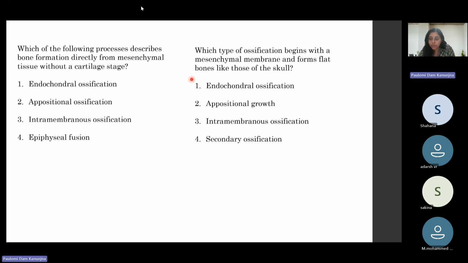Do you identify the terms? Which type of ossification am I talking about here? So we already discussed endochondral. We know it's not that. We know apposition is not correct. But out of intramembranous and epiphyseal, which one is correct? And here too, intramembranous and secondary ossification. So which one is correct?